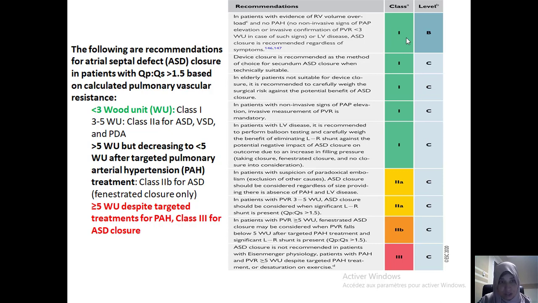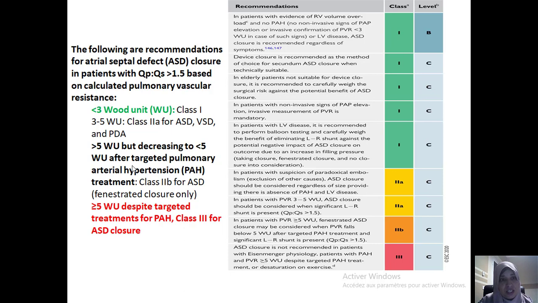And for patients with pulmonary hypertension on non-invasive examination, that means on echocardiography, and with QP and QS more than 1.5, we should do a diagnostic catheterization, and then we should calculate pulmonary vascular resistance. If pulmonary vascular resistance is less than 3 Wood units, it's class 1 for occlusion of the defect with a device.